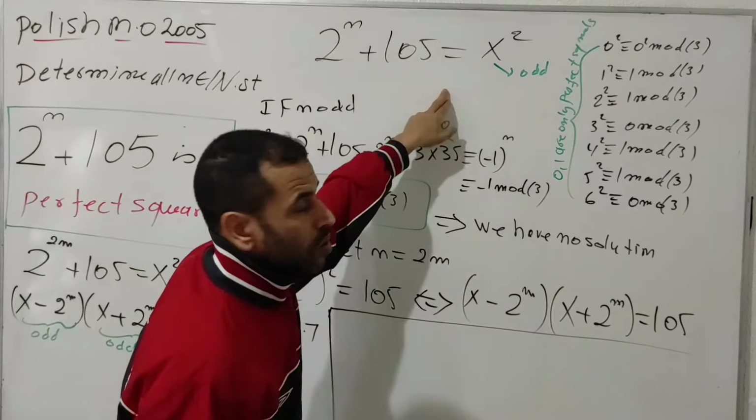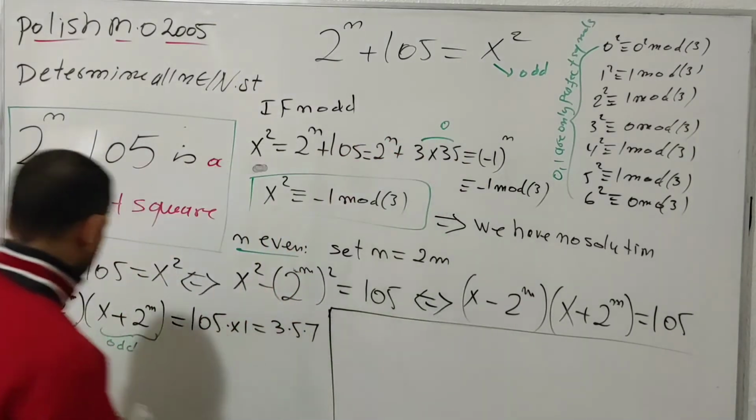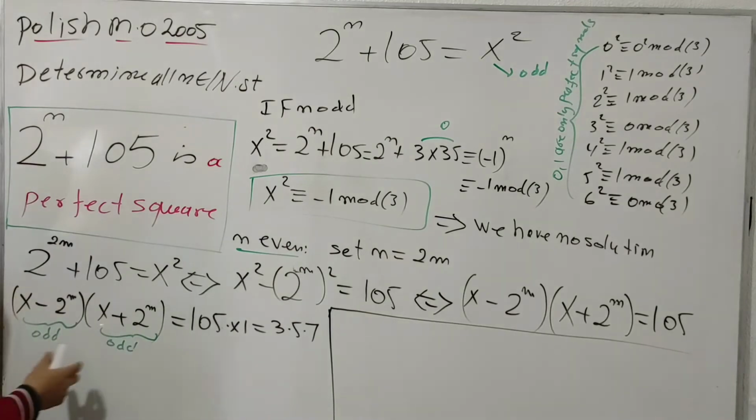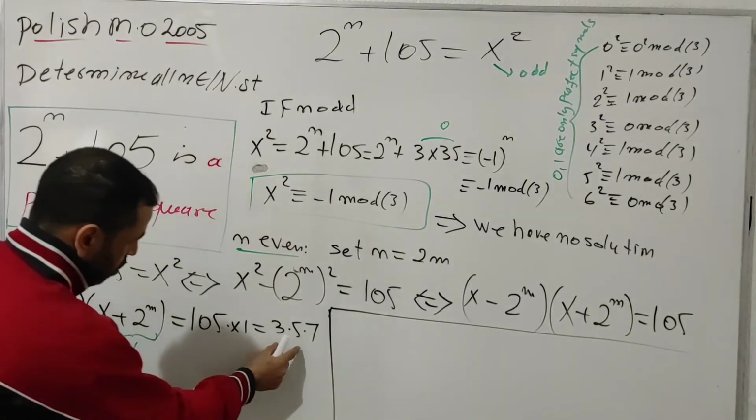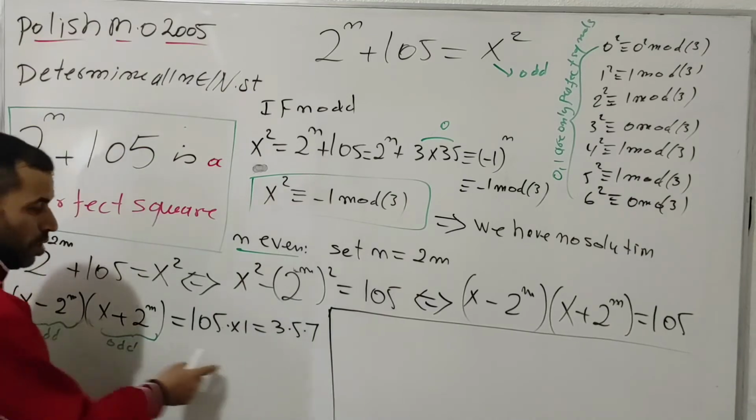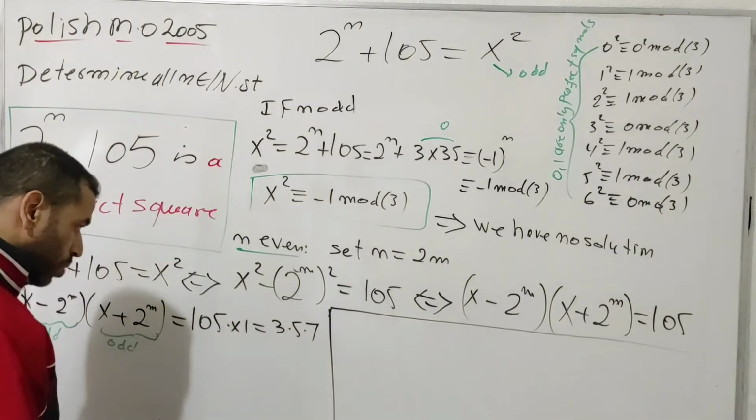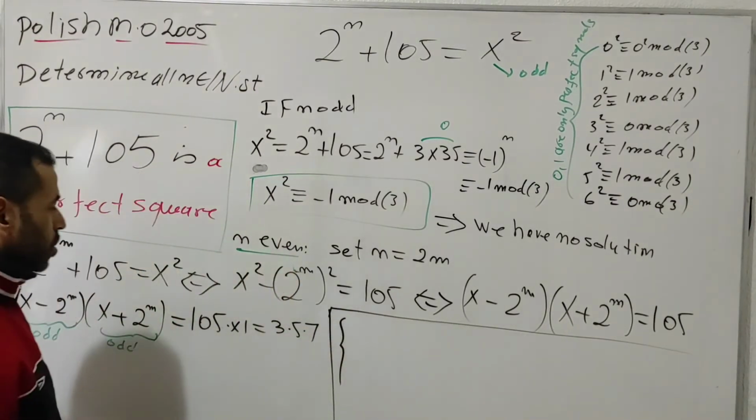Also, since x is a positive integer, this term is bigger than this term. In other words, this term is taking the bigger value and this term is taking the smaller value. Now we will have too many cases here. Let's start with the first equation system.